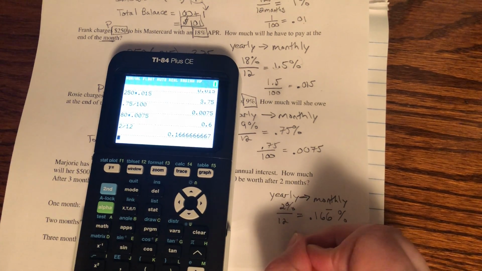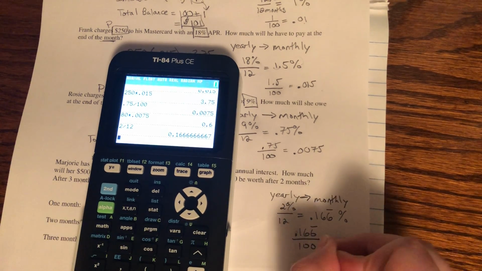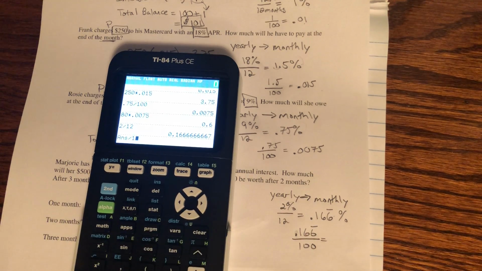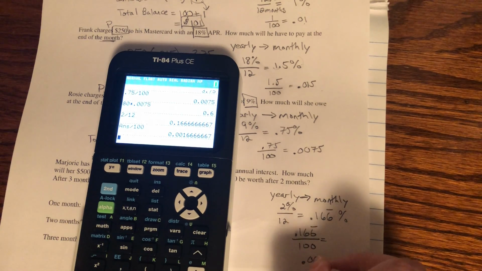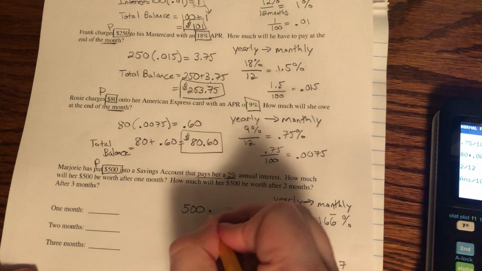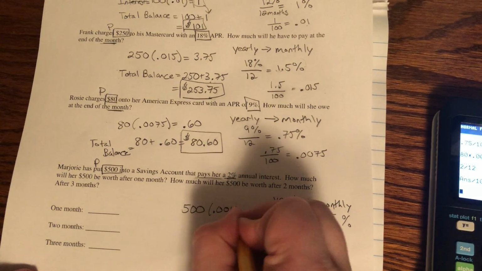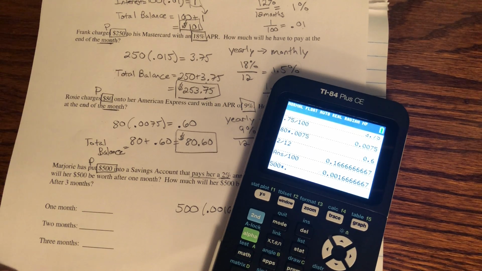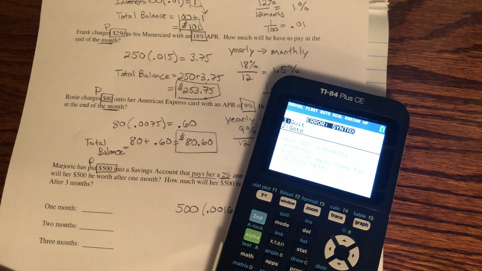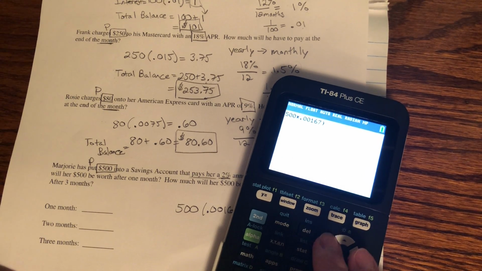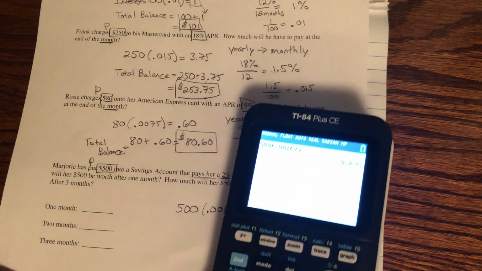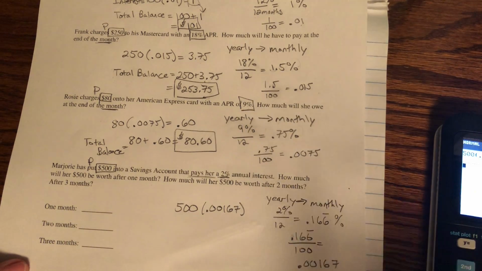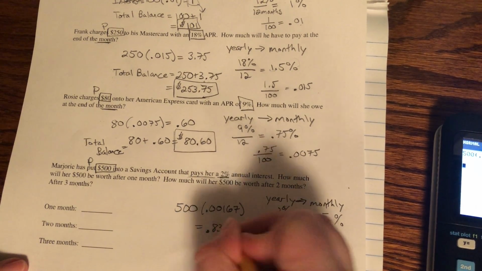So let's see. It's going to equal 0.00167, let's say. And when you multiply this together, you can definitely tell it's late because I am typing things in a little funky. So we have 0.835. It's about 83 or 84 cents.